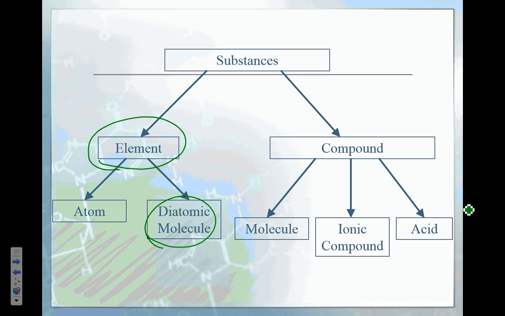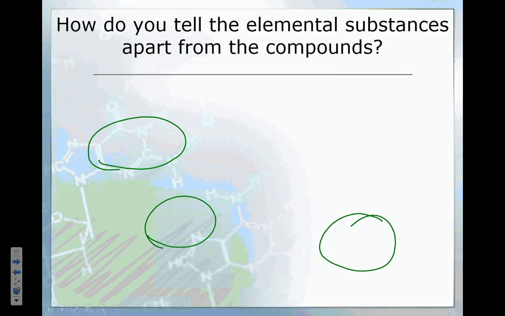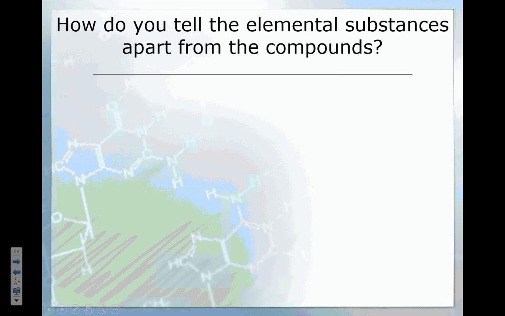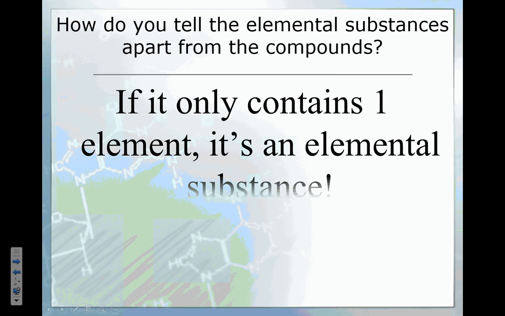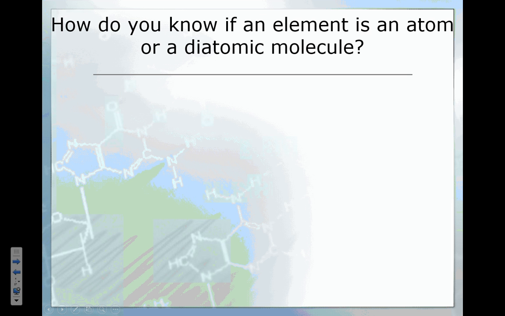Now, if it's a compound, we already talked about ionic compounds, and the fact that the fundamental particle inside an ionic compound is known as a formula unit, because it's the unit from which we write the formula. But we haven't yet talked about names and formulas of molecules and acids, so that part of this flow chart we're still going to have to fill in the upcoming days. So how do we tell an elemental substance apart from a compound? Remember, if it contains only one element, it's an elemental substance. If it's got more than one element, it's a compound.